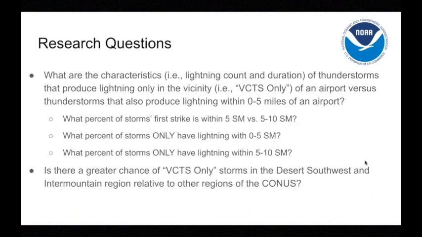Here are the research questions that guided our study. First, what are the characteristics of thunderstorms that produce lightning only in the vicinity of an airport versus thunderstorms that also produce lightning within 0 to 5 miles of an airport? That would be comparing VCTS only to the other 3 classifications that I outlined. Also, what percent of storms' first strike is within 5 versus 5 to 10 miles? What percent of storms only have lightning within 0 to 5 miles? What percent of storms only have lightning from 5 to 10 miles? And is there a greater chance of VCTS only storms in the desert Southwest and Intermountain region relative to other regions of the continental US?